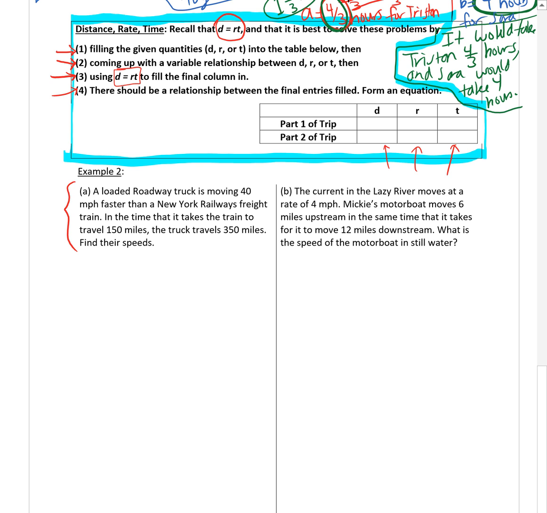So part A, it says a loaded roadway truck is moving 40 miles an hour faster than a New York railway freight train. In the time that it takes the train to travel 150 miles, the truck travels 350 miles. Find their speeds. Alright, so as it says, you're going to want to make a table in all these problems for sure. So I'm going to make a column for each of distance, rate, and time. So I'm going to have one for T, one for R, one for D, and then the very left one should be for the parts of the trip.